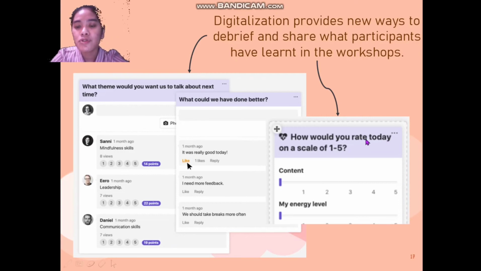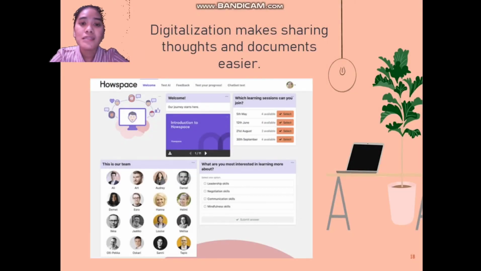Or if you want to get a shorter answer, you can use skilled questions. You may ask a question, and then you can ask them to give a skill like 1, 2, 3, 4, 5 about content, about activity, and other things. And digitalization makes sharing thoughts and documents easier.